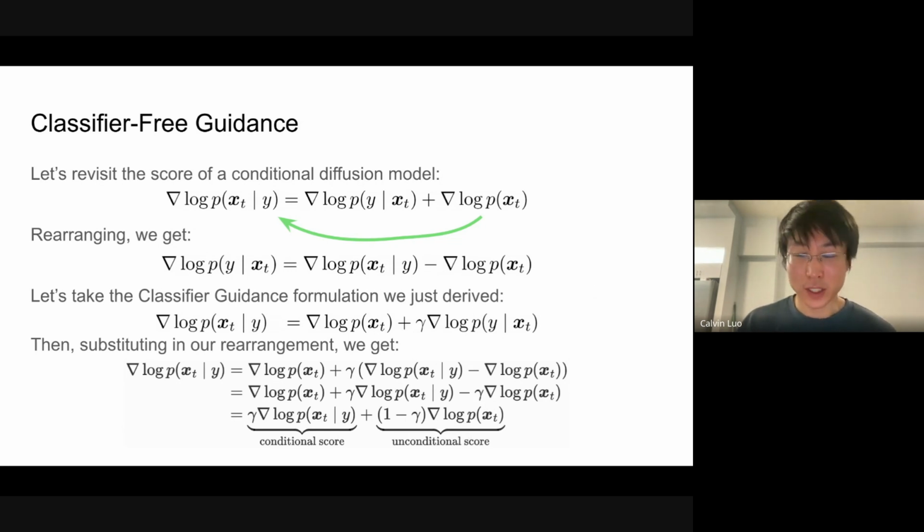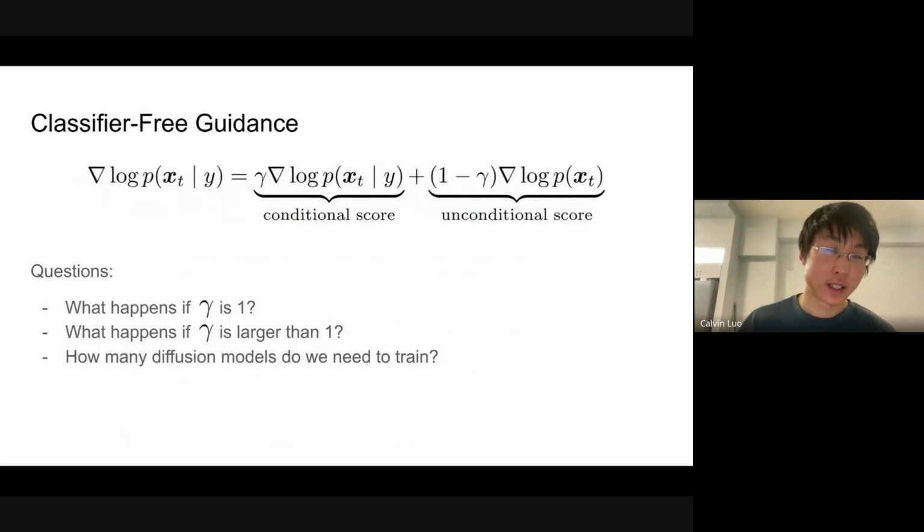Now, this might seem very strange. This is what classifier-free guidance looks like, and you might be scratching your head. You're like, well, what happens if our gamma is 1? Well, if our gamma is 1, then the unconditional score term just disappears, and we just follow a conditional score prediction, which is equivalent to our initial approach of just passing y in as another input without any guidance scale.